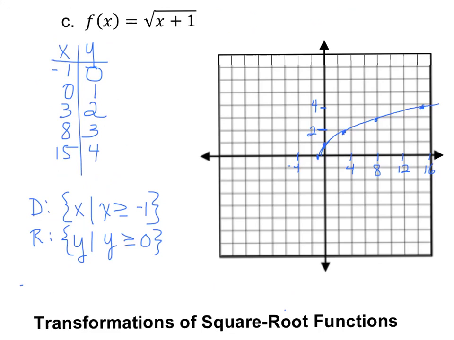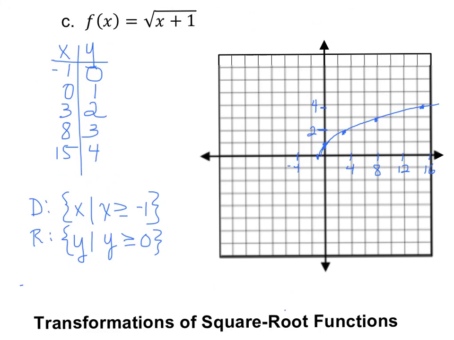If we look at C, f of x equals square root of x plus 1, we can see that it really just shifts the parent function square root of x to the left by 1 unit. So, our domain is the set of x's such that x is greater than or equal to -1, and then our y's are the set of all y values such that y is greater than or equal to 0. And we can see what that curve looks like just by plotting those few points.